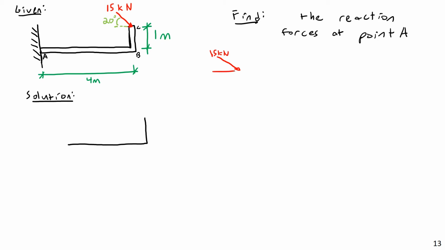And I think we can all realize by now that this is 15 times the cosine of 20 degrees. And I'll have the other component, the vertical, which is 15 times the sine of 20 degrees. I'm just going to throw these into my calculator. So 15 times the cosine of 20 degrees will come to 14.095 kilonewtons. I'll carry a large number of decimal places through. And for 15 times the sine of 20, that will be 5.130.